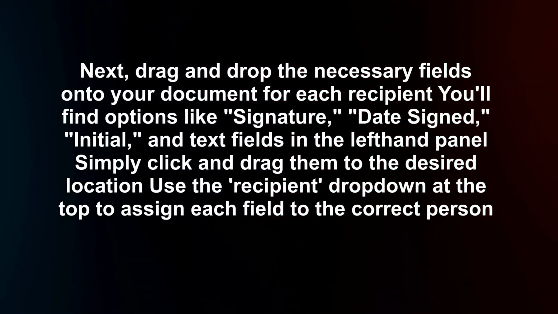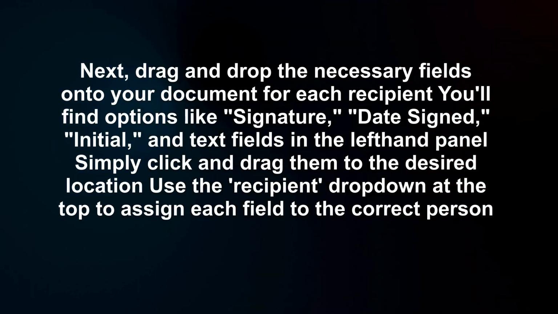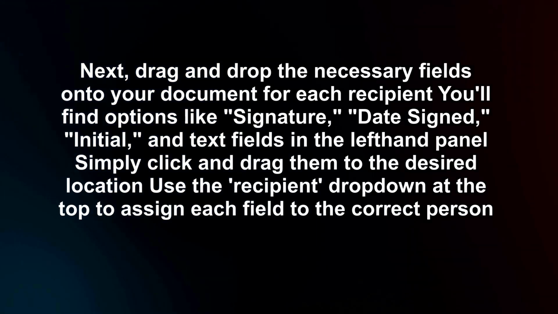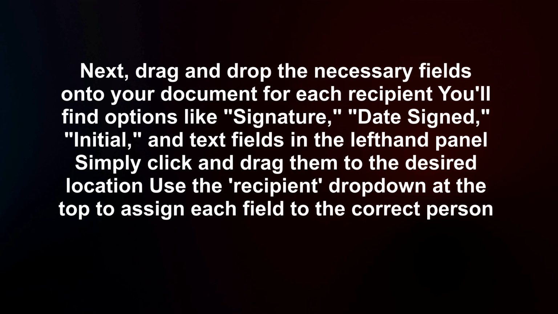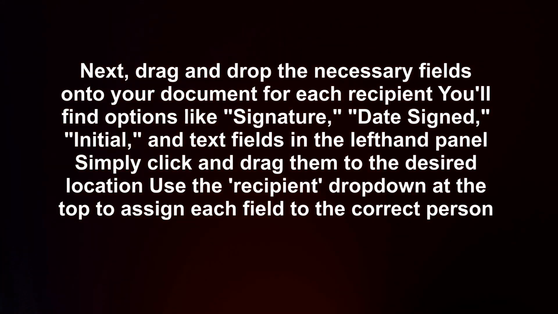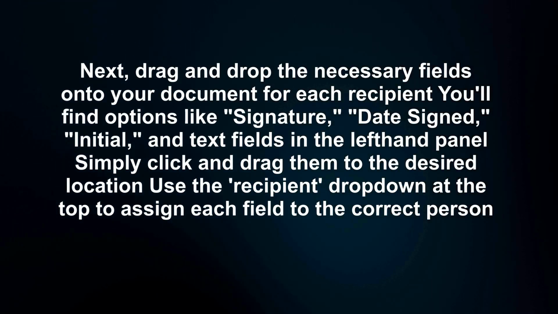Next, drag and drop the necessary fields onto your document. For each recipient, you'll find options like signature, date signed, initial, and text fields in the left-hand panel. Simply click and drag them to the desired location. Use the recipient drop-down at the top to assign each field to the correct person.